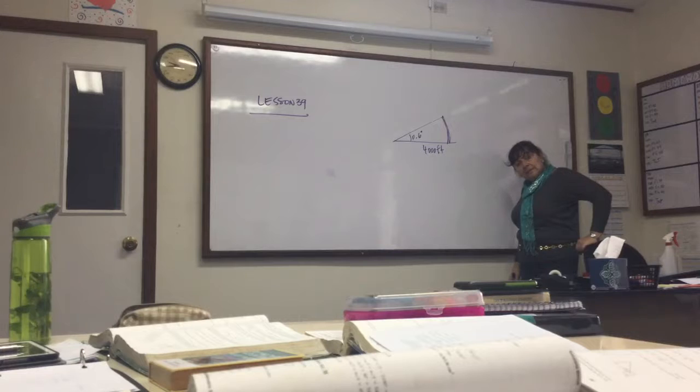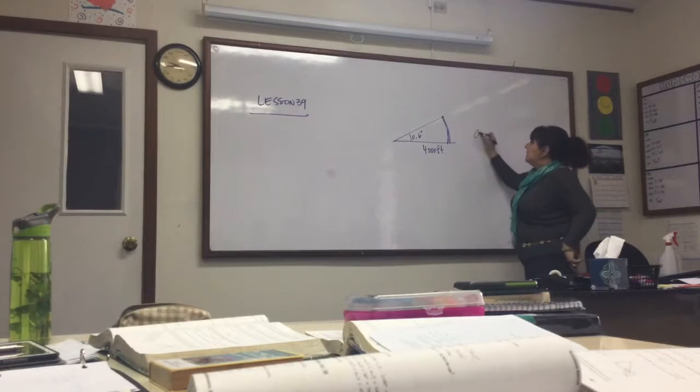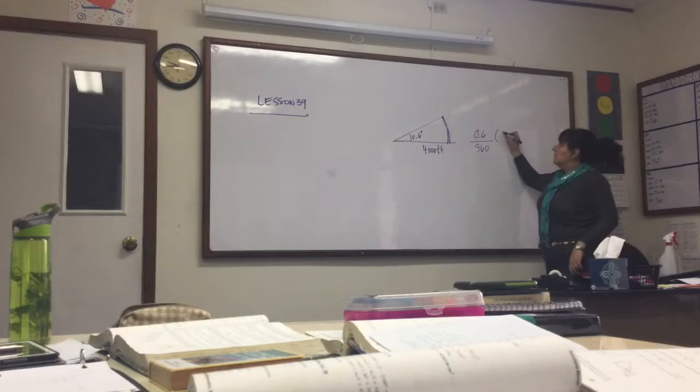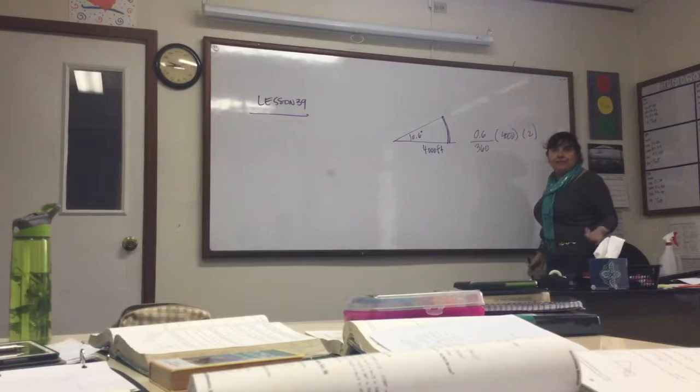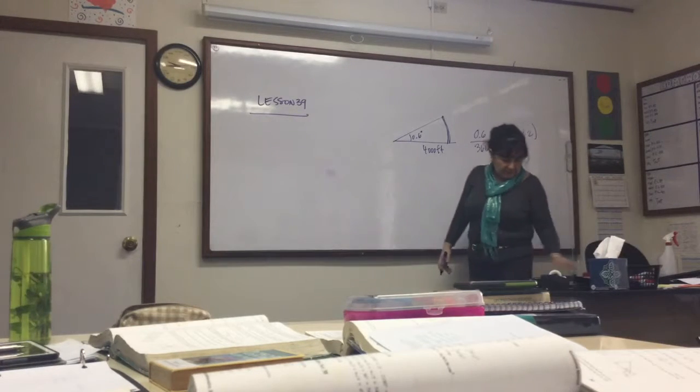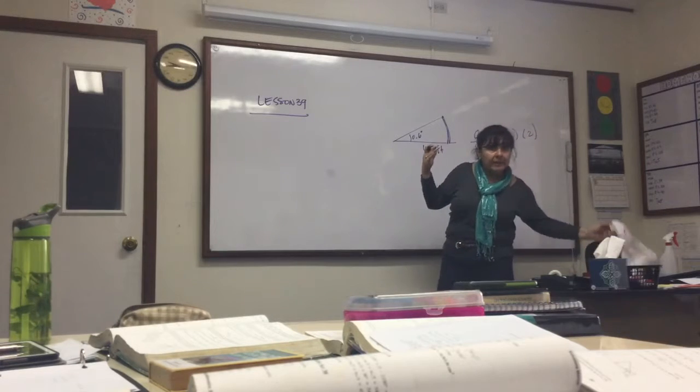0.6 divided by 360, times 4,000. Very good, and that's the answer. Well, no, you have to put it in the calculator and find the answer, right? Okay. So nothing new here, right?